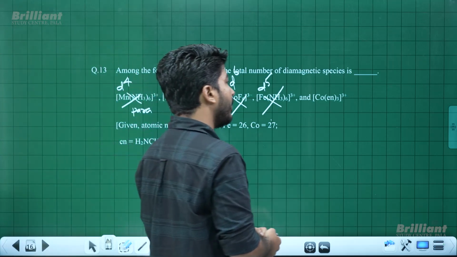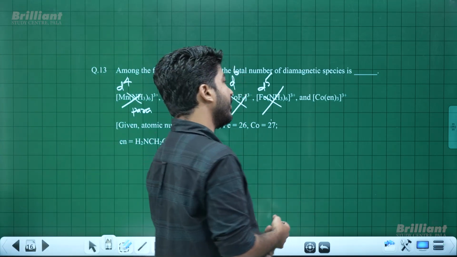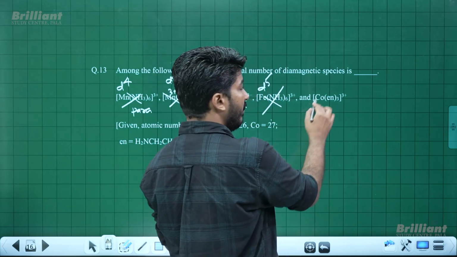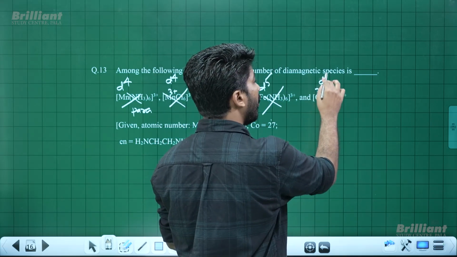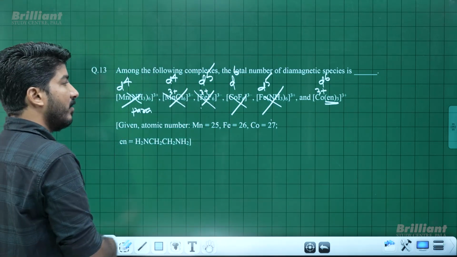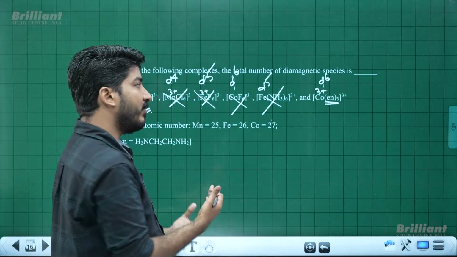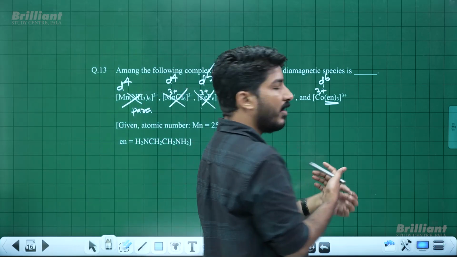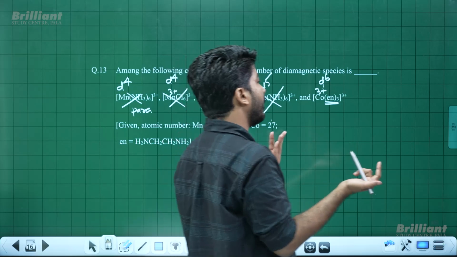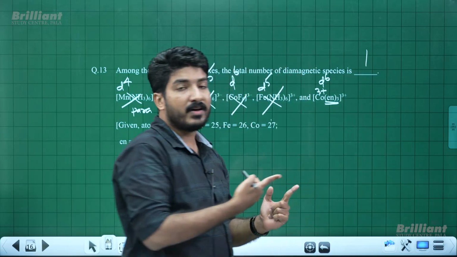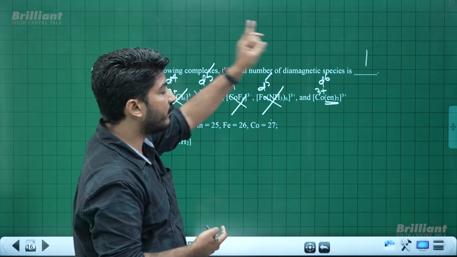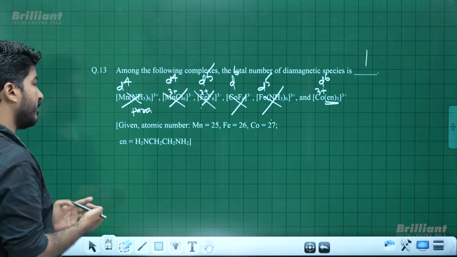Now Co(en)3 3+, only one is remaining. Let's check if that is diamagnetic or not. Cobalt 3+ is d6 configuration, and en, ethylenediamine, is a considerably strong ligand. Therefore it will force pairing of the electrons and it will ultimately have t2g6 configuration, with no unpaired electrons. So that will be a diamagnetic species. Out of these complexes, only the final one is diamagnetic. So our answer will be 1.